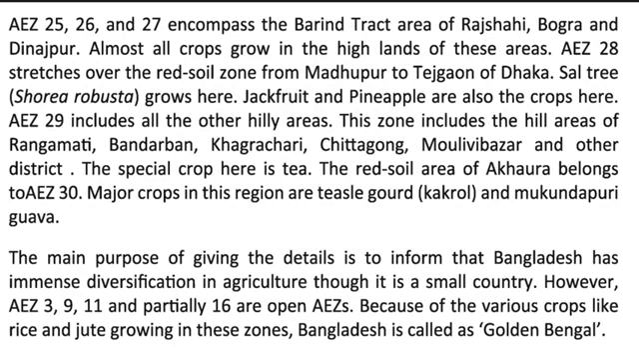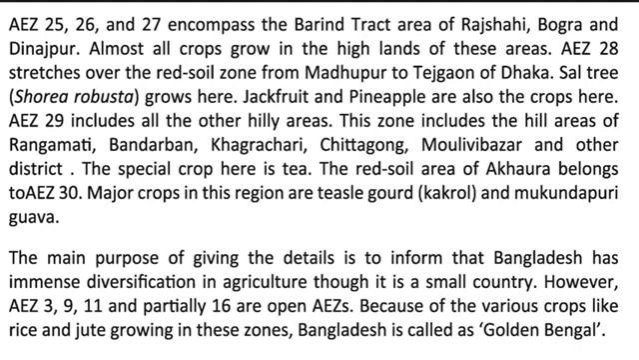And agroecological zone 28 stays over the red soil zone from Madhupur to Tejgaon of Dhaka, and Shal trees grow here, and jackfruit and pineapple also grow here. In zone 28 we can produce more Shal trees, jackfruit and pineapple, which consists of Madhupur and Tejgaon of Dhaka. Agroecological zone 29 includes all other hilly areas, and the zone includes the hill areas of Rangamati, Bandarban, Khagrachari, Chittagong, Moulvibazar and other districts. The special crop here is tea.